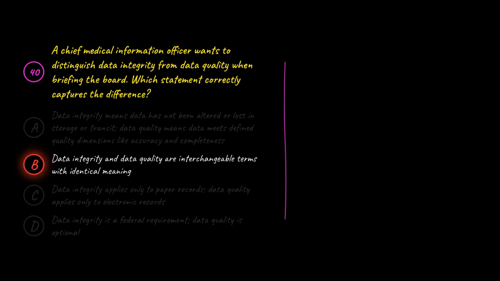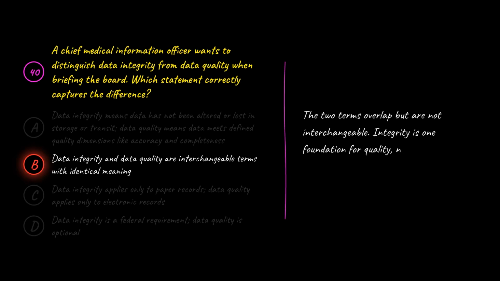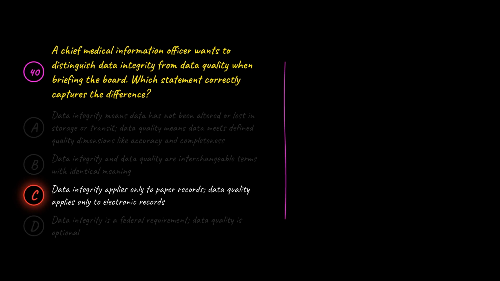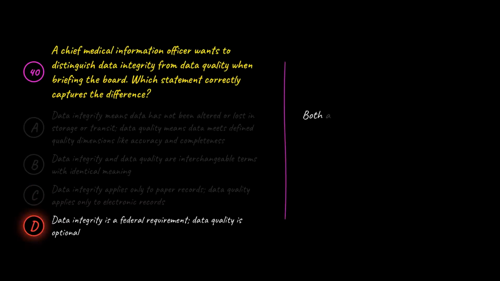B is wrong because the two terms overlap but are not interchangeable. Integrity is one foundation for quality, not the whole picture. C is wrong because both concepts apply to any record format, paper or electronic. D is wrong because both are expected in healthcare operations. Neither is optional when patient care and billing depend on the data.